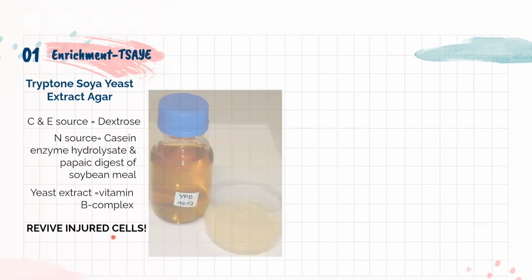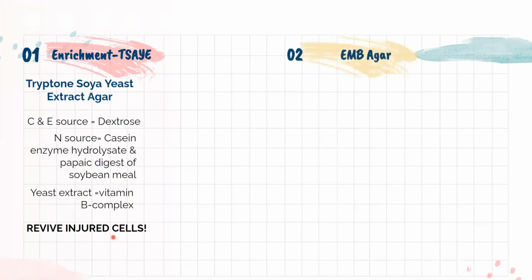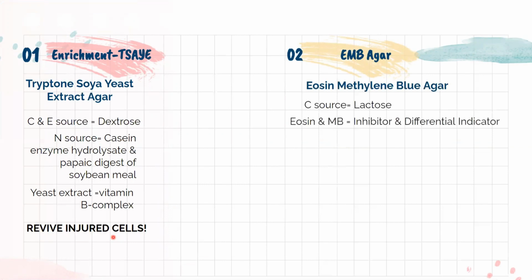Followed by enrichment, the next step is the isolation that is done on the Eosin Methylene Blue agar. The ratio of the two stains, eosin and methylene blue, is maintained at 6:1. The sole source of carbon in this medium is lactose. Now, what is the function of this eosin and methylene blue? They act both as an inhibitor and a differential indicator. How an inhibitor? It would inhibit the growth of the gram-positive bacteria.